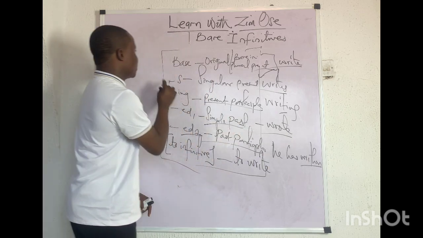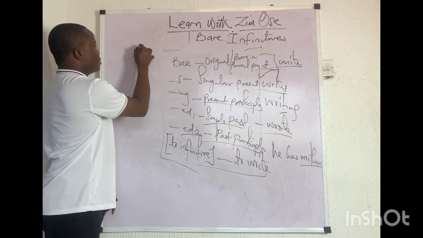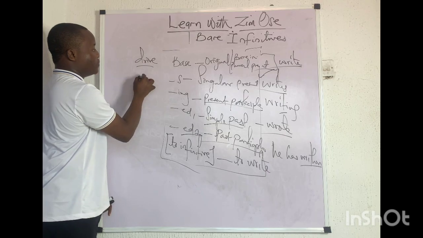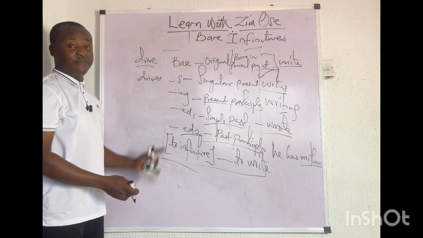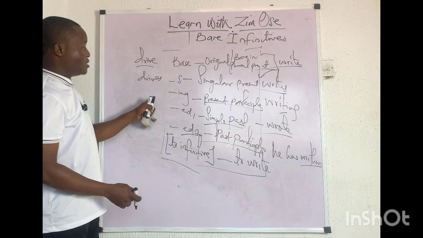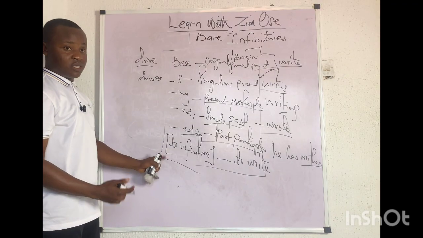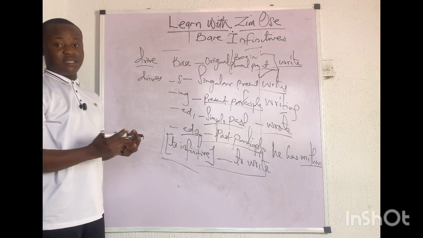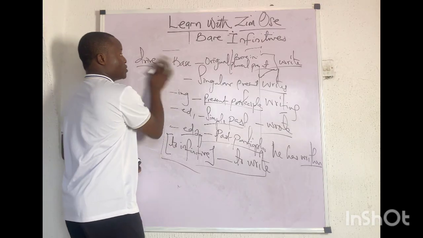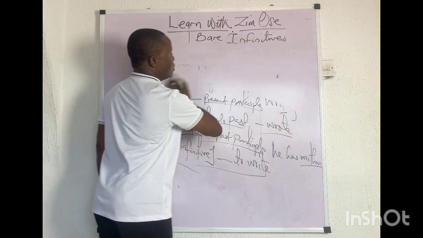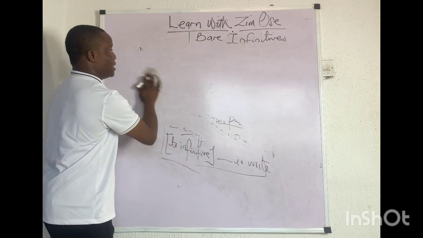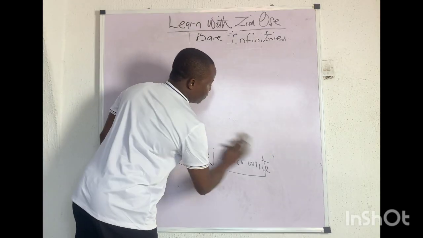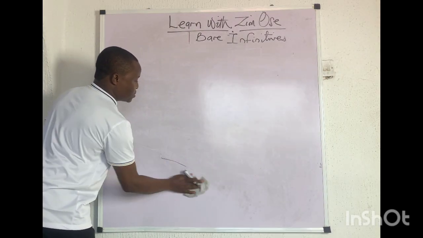To write. So we have more examples like drive. We have drive, drives, driving, drove, driven, and to drive. We have give, gives, giving, gave, given, to give. We have eat, eats, eating, ate, eaten, and to eat. We have see, sees, seeing, saw, seen, and to see. All of these are examples of the forms of the verb.